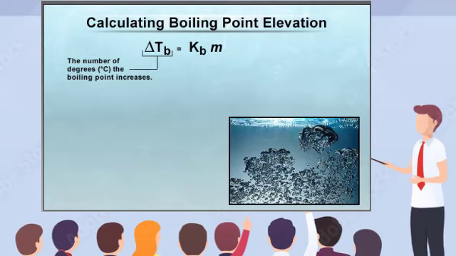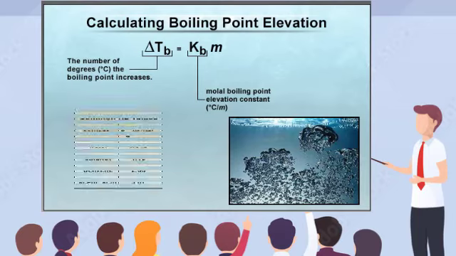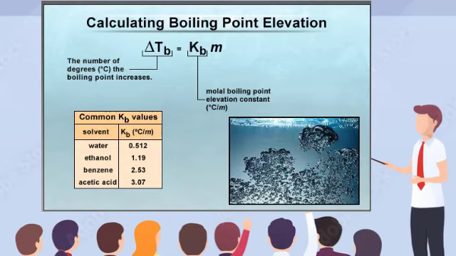Delta Tb is the number of degrees the boiling point increases. Kb is the molal boiling point elevation constant, which is expressed in terms of degrees Celsius per molal concentration. Each solvent has a specific Kb value regardless of the solutes added, and Kb values for various solvents can be found in many textbooks. In addition, m is the concentration of the solution measured in molality. Remember that molality measures a solution's concentration in terms of number of moles of solute per kilogram of solvent.